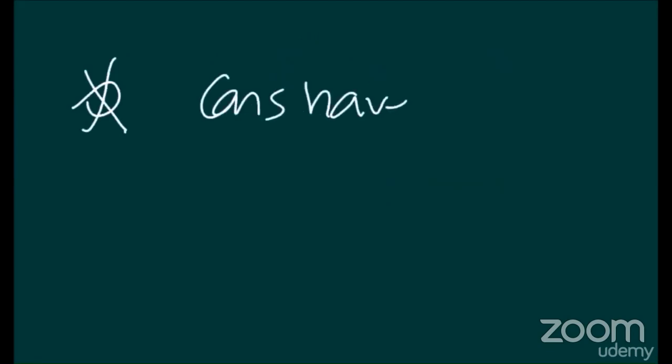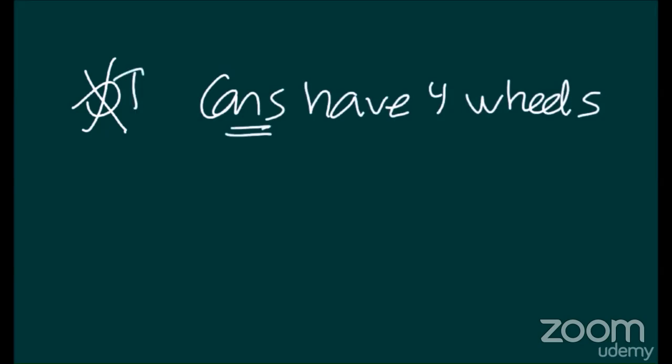We use nothing when we talk about things in general. For example, cars have four wheels. We are saying that all cars have four wheels. We don't say the cars have four wheels.